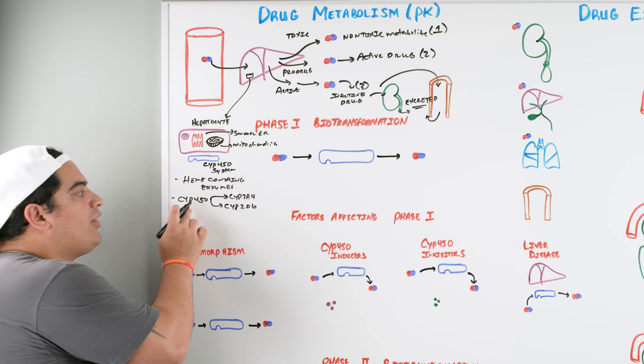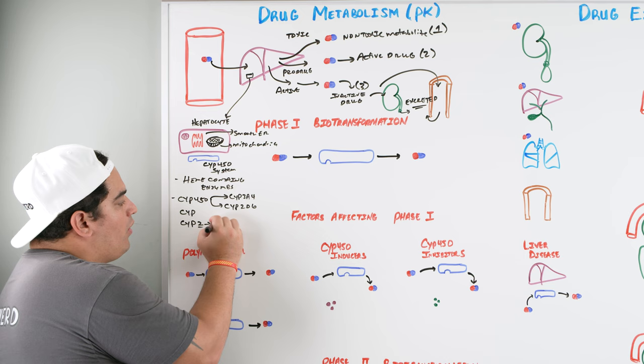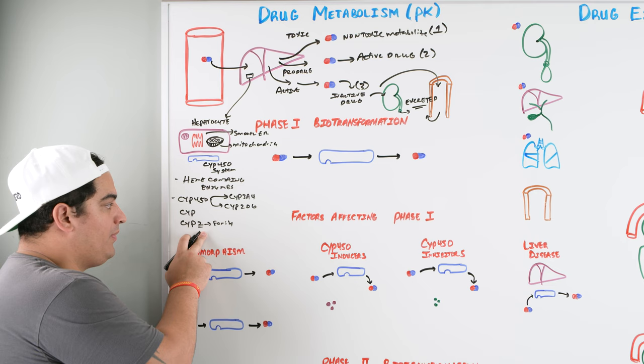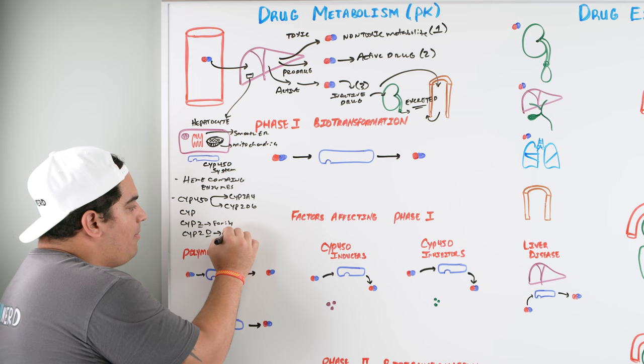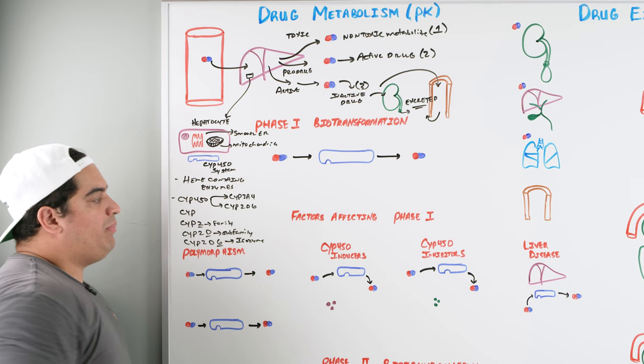The first number, so we have our heme-containing enzymes, right? Then we have CYP2. The 2 is for the family of enzyme. So this is the family of the cytochrome P450 enzyme. Then you have CYP2D. The D is for the subfamily of that heme-containing enzyme. And then you have CYP2D6, and that is the isozyme of this cytochrome P450 system. So it's important to be able to remember this, okay?